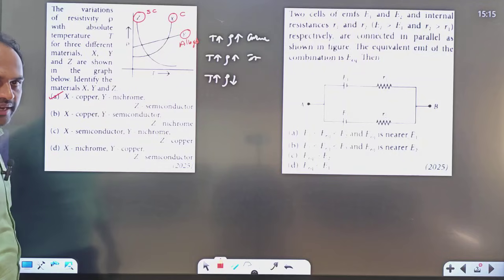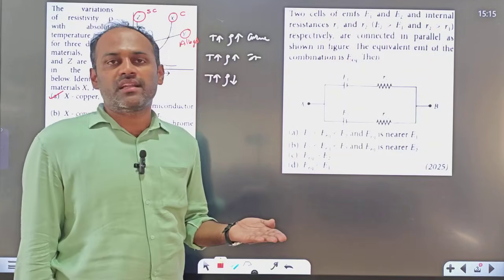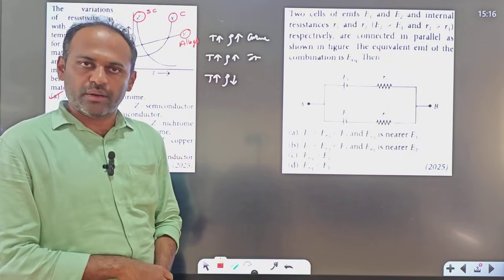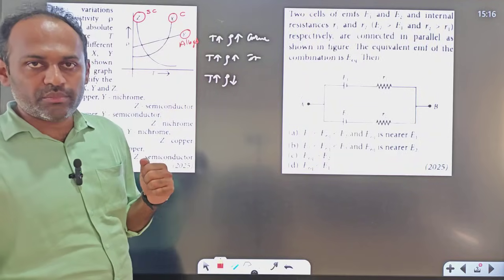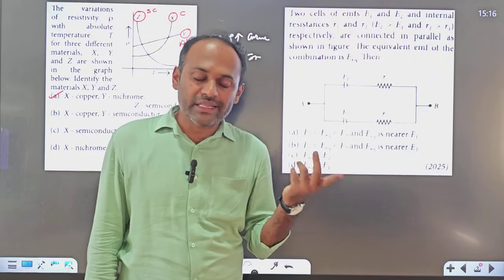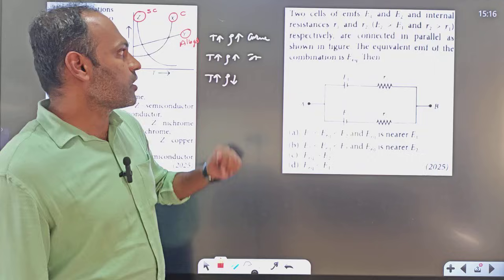Hence option A is correct, right? So in metals, by increasing temperature, resistance and resistivity increase. In alloys, it is almost independent of temperature, but a slight increment happens. And in semiconductors, by increasing temperature, the number of free electrons becomes more, hence conductivity will increase and resistivity will decrease, right? That is what happens. Okay, next question.